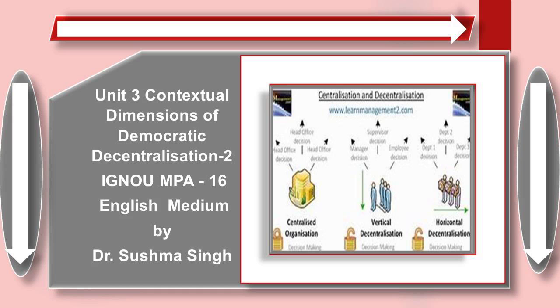Let us start discussion on Unit 3, Contextual Dimensions of Democratic Decentralization: Social, Economic and Geographical. And we are continuing our topic, PRIs as an instrument of social transformation. And our topic is programs for the socially weak.